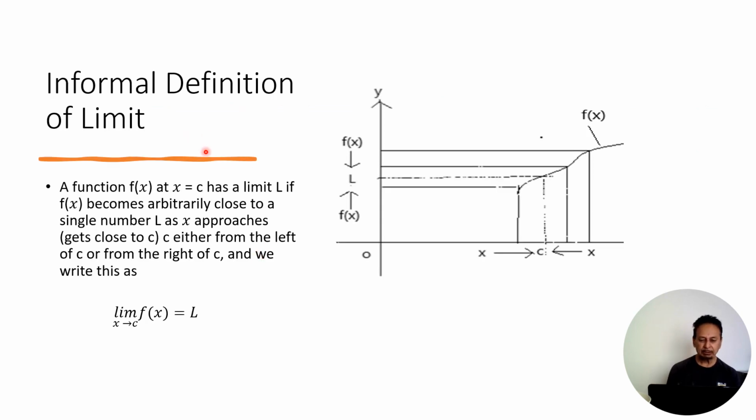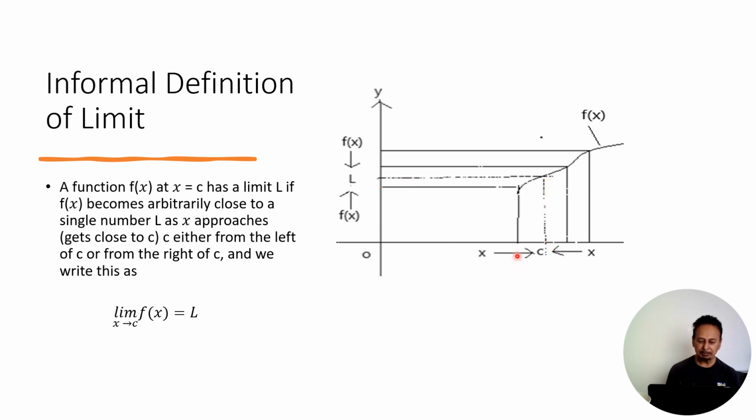Informal definition of limit. Let's say here we have a function f of x, and here is a specific value for x, c. As you can see from the graph, if I approach c from the right side, at this position the function value, this is the height of the function. At this point, this is the height. So when you get close to c, the height of the function is equal to L.